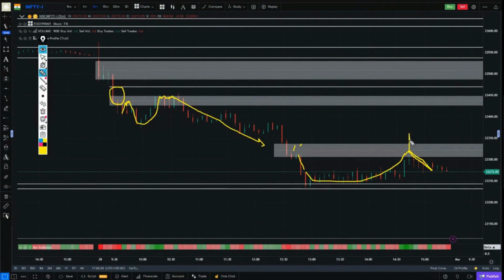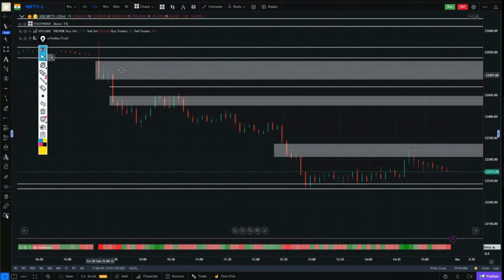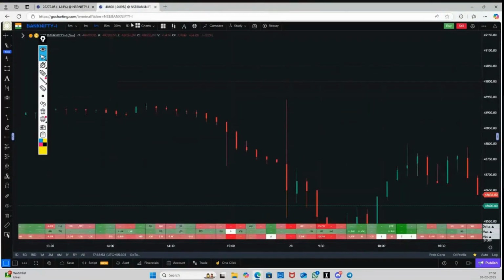If we see, a good rejection was taken, showing that the order flow worked perfectly beautifully, where the selling was observed, held, a pullback occurred, and the price held. In Nifty, the order flow gave solid confirmations very well. Now let's look at Bank Nifty.